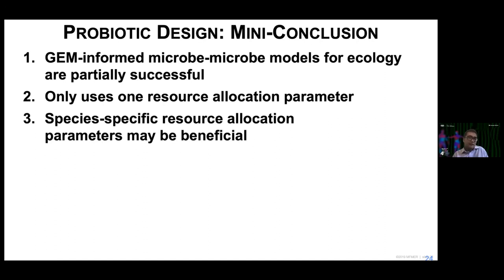So it's not entirely a free parameter either. Species-specific resource allocation parameters in the future might be beneficial because it is kind of hard to imagine that every species is just one number in terms of how it allocates its resources, but we don't have those kinds of measurements. But one day, if we do have a lot of pairwise experiments or something like that, we could extend the approach to make it more beneficial.